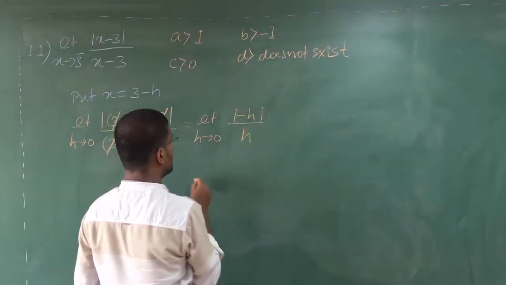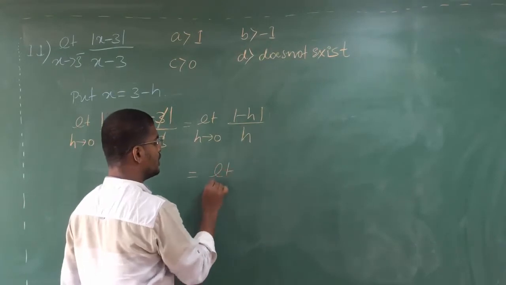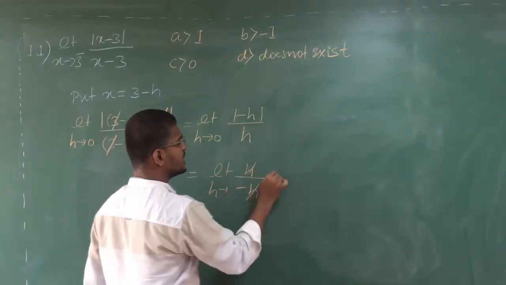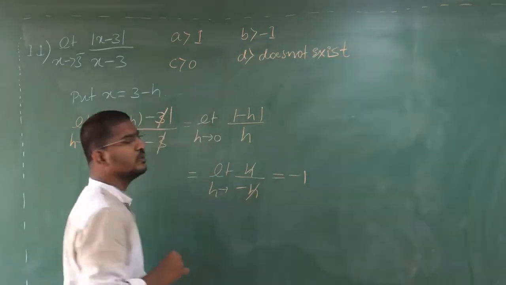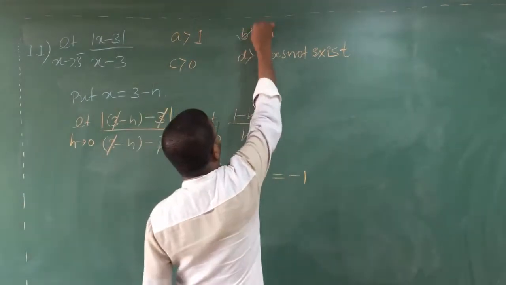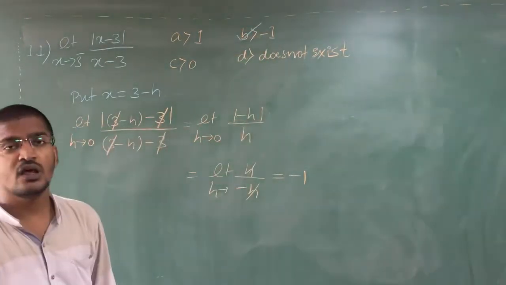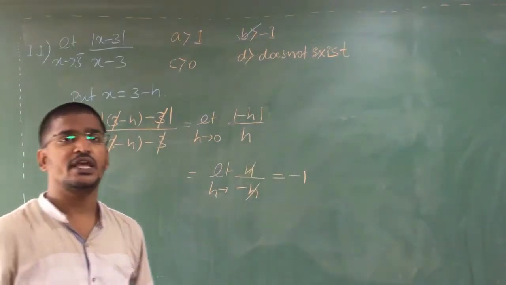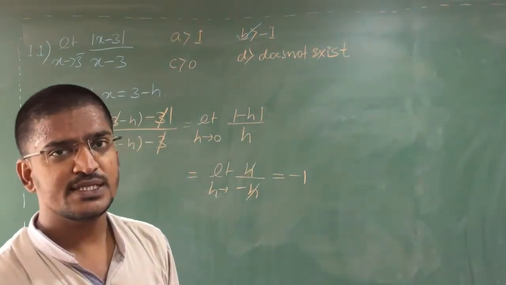What is mod of minus h? It will be h divided by minus h. Cancel these two terms. So answer will be minus 1. So your option B is correct. For limit x tending to 3 minus of mod of x minus 3 divided by x minus 3.